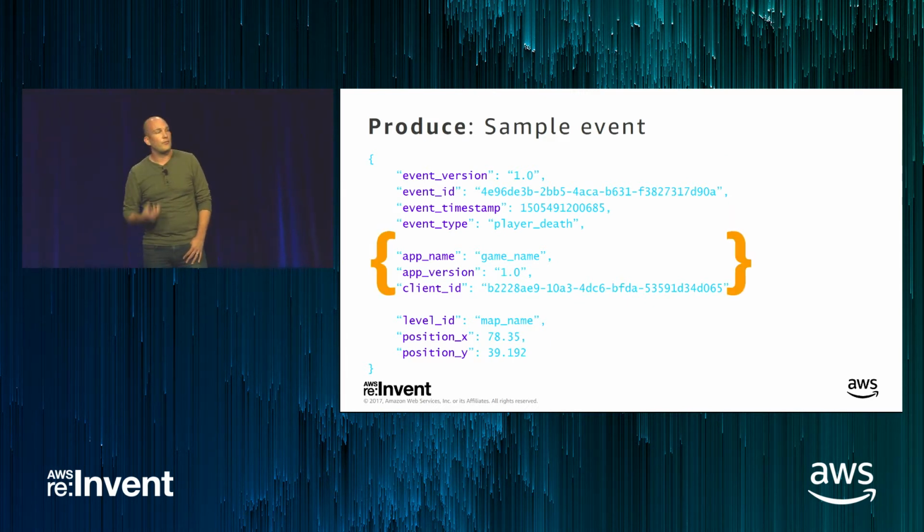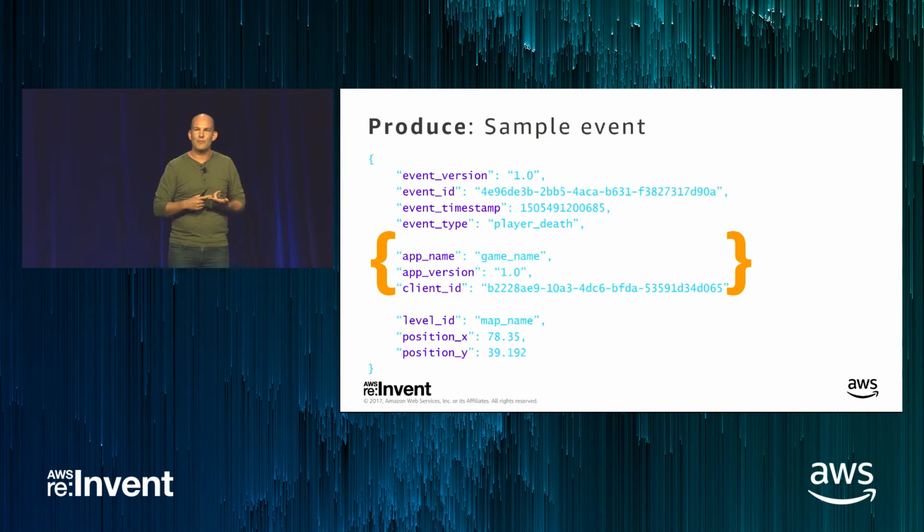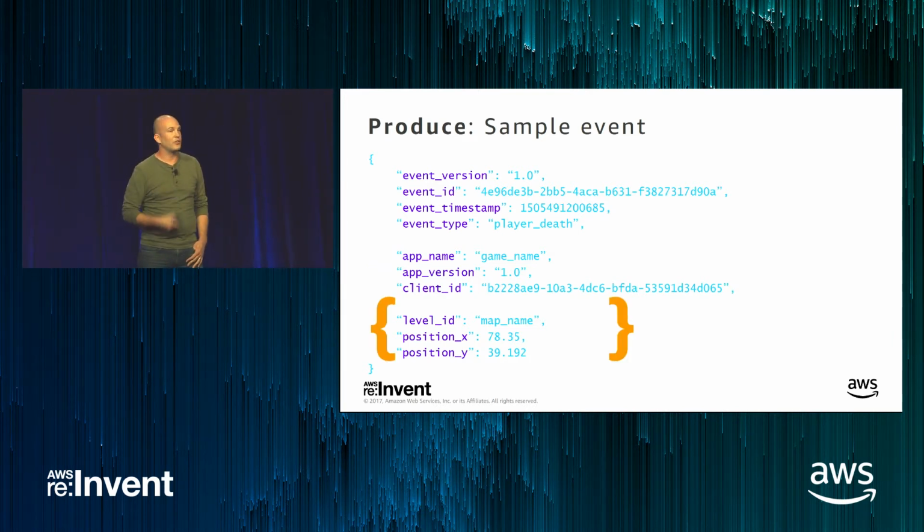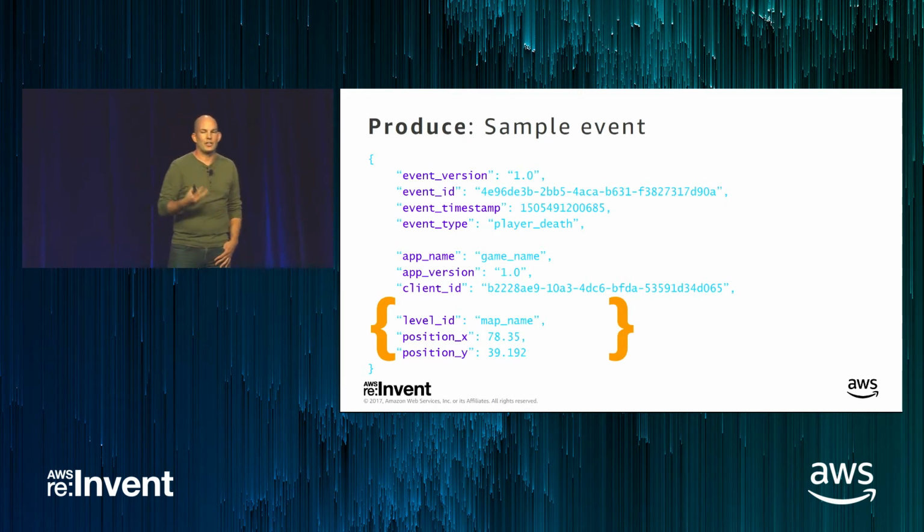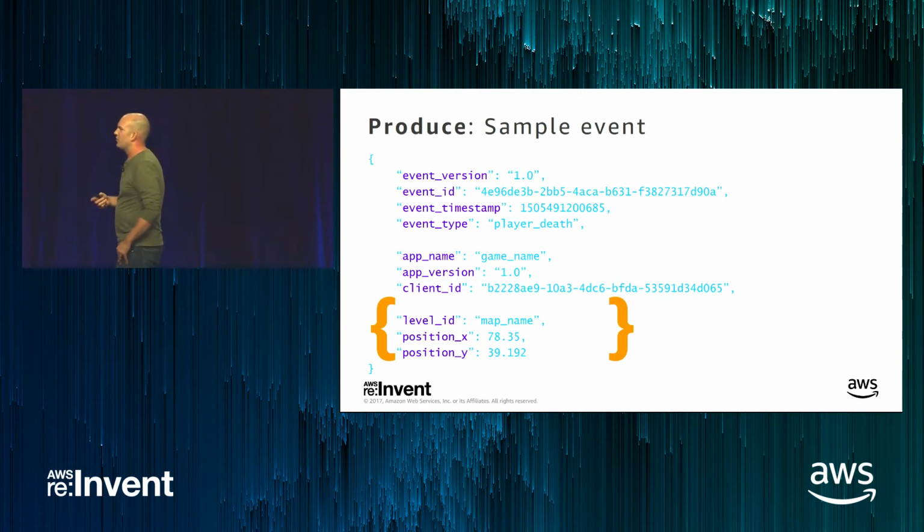There's some high-level stuff you care about, too. You probably want to know what game it came from, what version of the game, and have some sort of identifier for the player who generated this event or caused it to happen. And then finally, if we're going to do this heat map, we probably need to know what level the event happened in and what the XY coordinate in that level was. So that's the breakdown of what the events we might send look like.